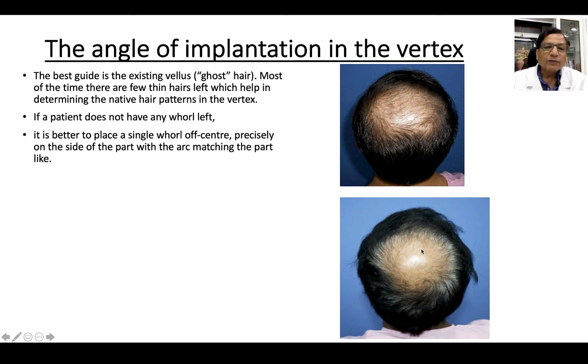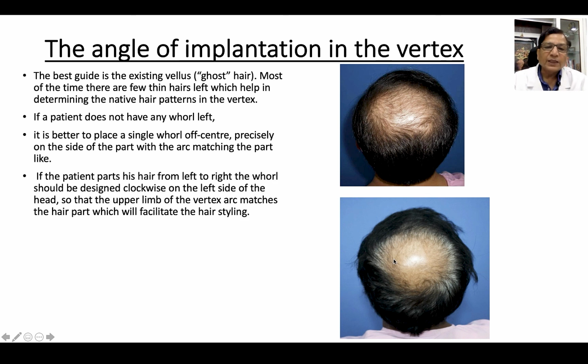So regarding the direction of the hair, if the patient parts his hair from left to right, the whorl should be designed clockwise on the left side of the head so that the upper limb of the vertex arc matches the hair part, which will facilitate hair styling. Let's understand. This is the part line. When you make it clockwise like this, it will match the part line, because he is parting here, and the left hair is taken to the right side. So they will match.